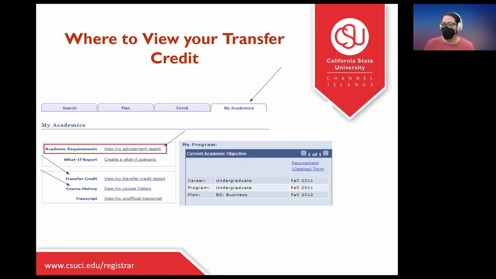Yeah, so we'll be talking about 3 different places that you will utilize to view your transfer credit. This is the transfer credit report, your advisement report, which we call the CAR, and course history. All 3 of these can be found under the academics tab in CI records. You can also choose each one individually in the drop-down menu in your student center. It's in the upper left-hand section, and you guys should all become very familiarized with your student center.